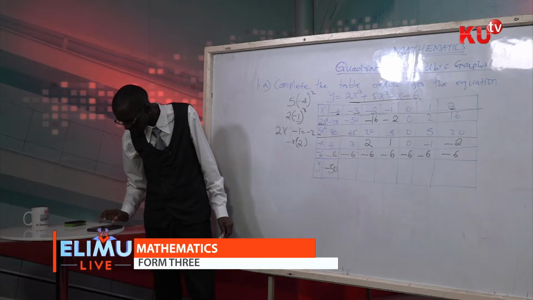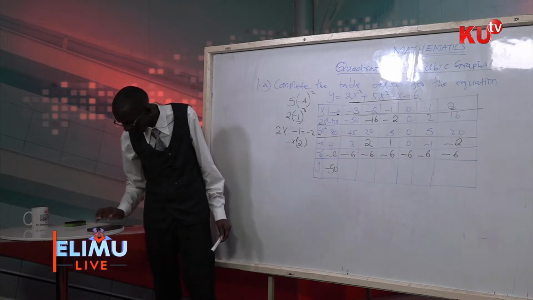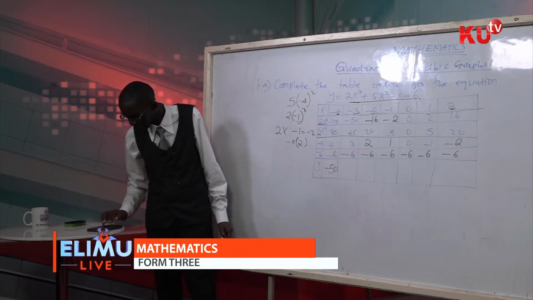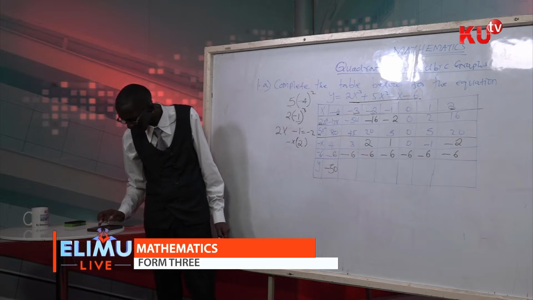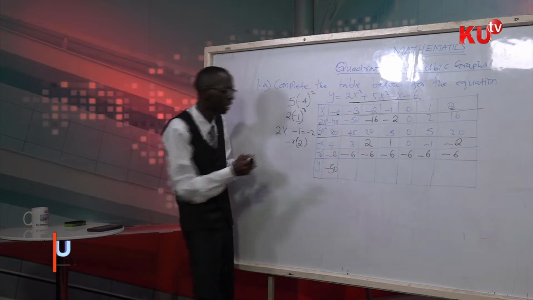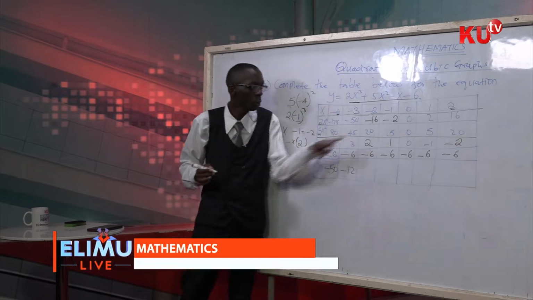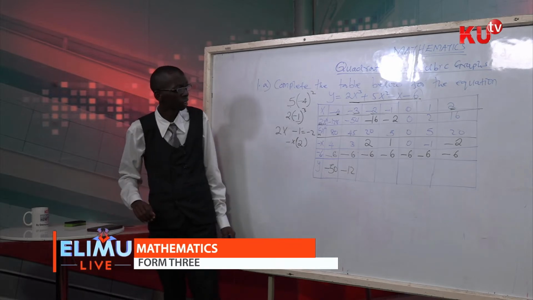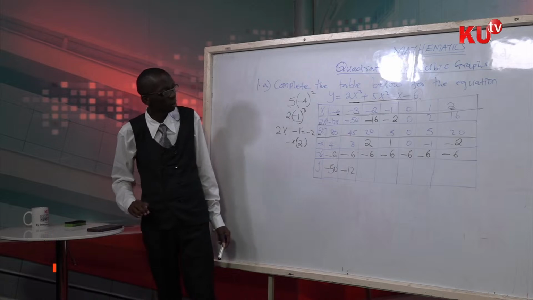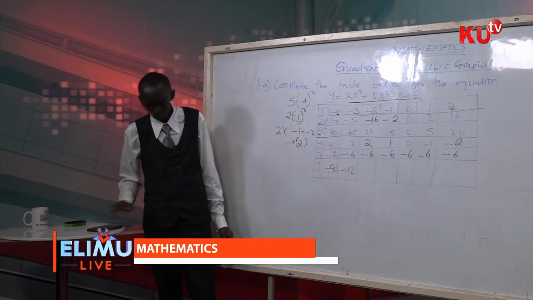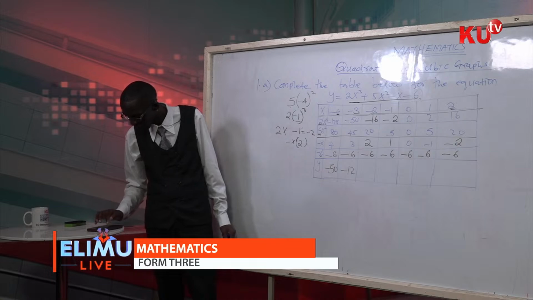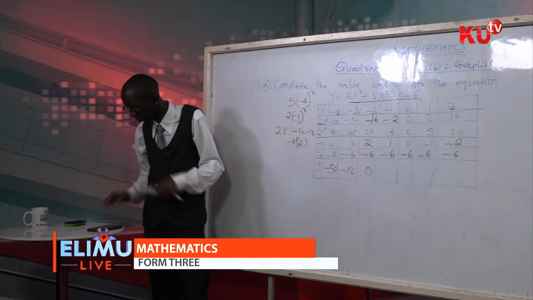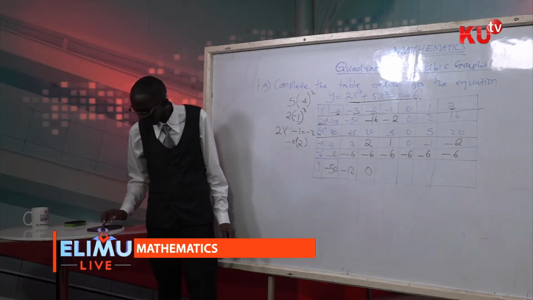Remember, you are not adding the values of x. You start from negative 54 plus 45 plus 3 plus negative 6. It will give us negative 12. Then we move on to the next one. Negative 16 plus 20 plus 2 plus negative 6. It will give us 0.